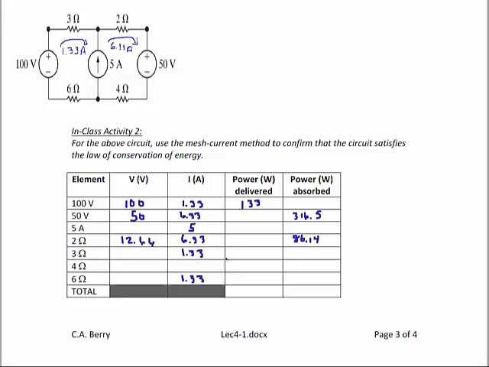Now the 3 ohm resistor. The current for the 3 ohm resistor is 1.33 amps. The voltage is 4 volts. And the power is 5.32 watts absorbed.